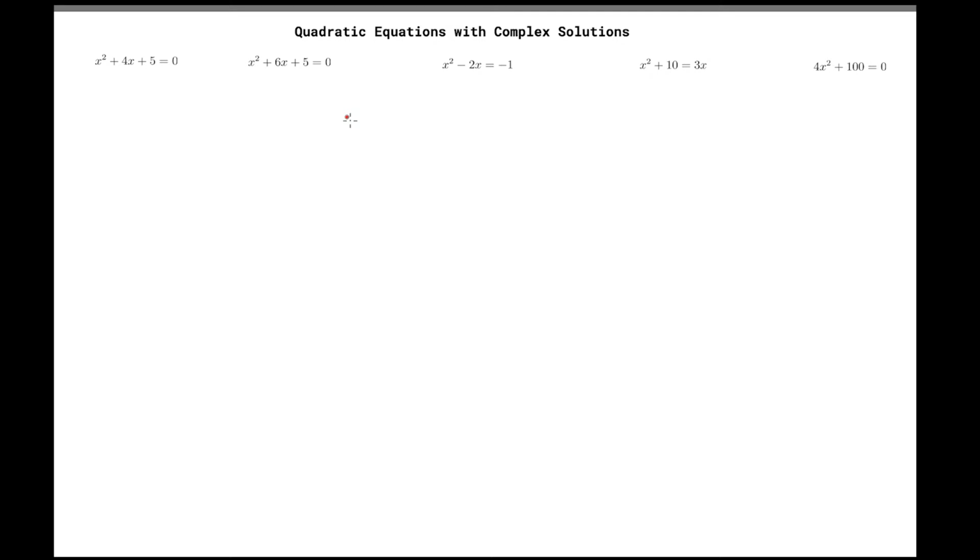All right, so this is going to be a video about solving quadratic equations with complex solutions. And so what I did here is I have 5 example problems right here. Some of them, actually most of them, have complex solutions. A couple of them do not. I did that on purpose to kind of show you what the difference is between equations that have complex solutions and the ones that have a real solution. So hopefully that makes more sense.